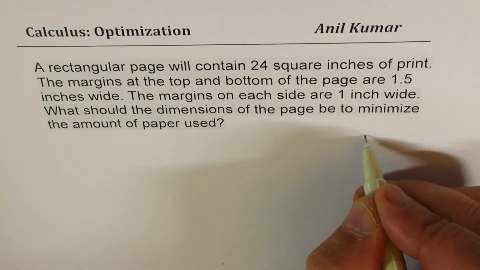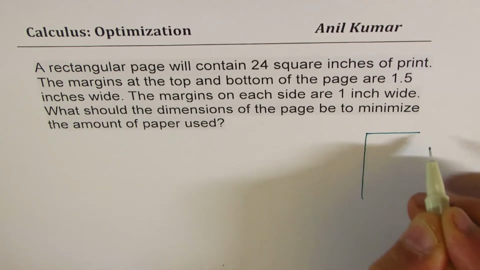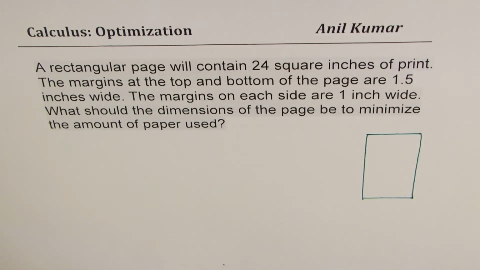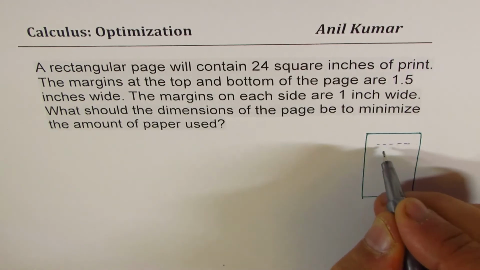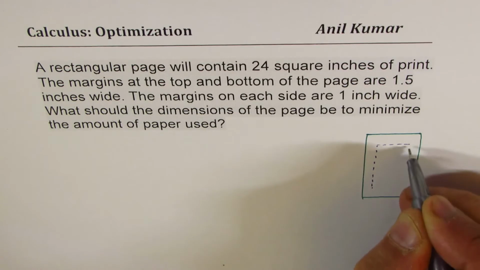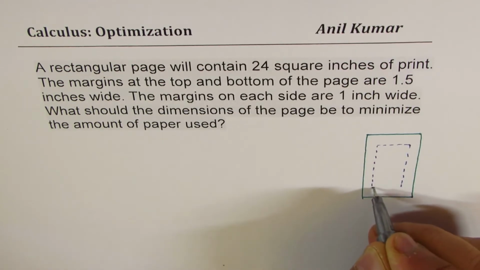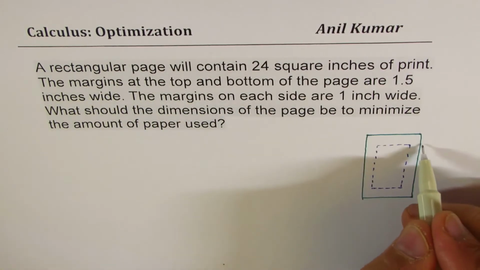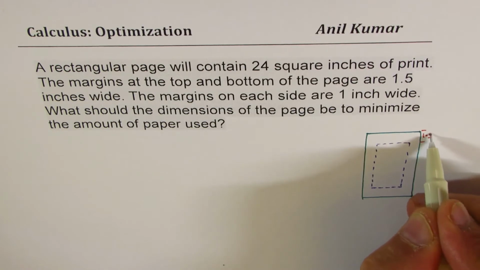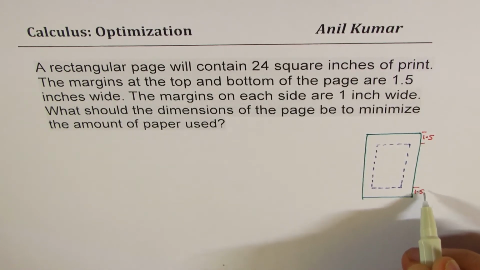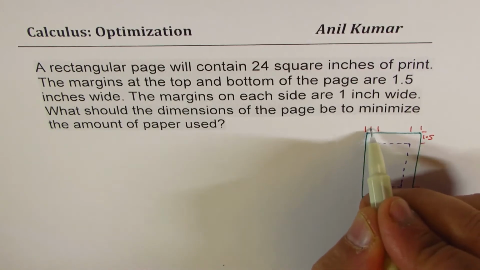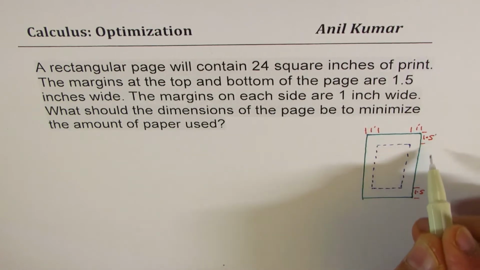So let's sketch a diagram. So let me make a rectangular page first, and then we'll write down the margins. So let us say this is the rectangular page, and print area is something like this. What we are given here is that top and bottom margin is 1.5. So this is 1.5. Okay. And on the sides, we have 1 inch, right? So all these dimensions are in inches.